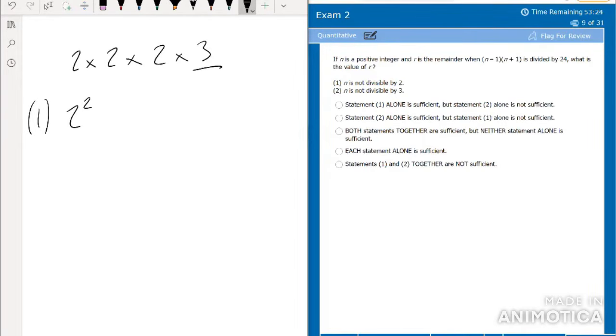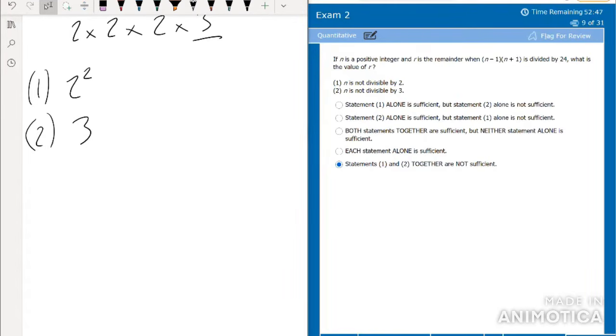N is not divisible by 3, which means one of n minus 1 or n plus 1 must be divisible by 3, if you think about it, because then 3 consecutive numbers, so that means we get the factor of 3. But even together, I still don't think we can account for this third 2. Effectively we need to be able to account for all the factors. So I don't think them together are sufficient, but we're going quite quickly.